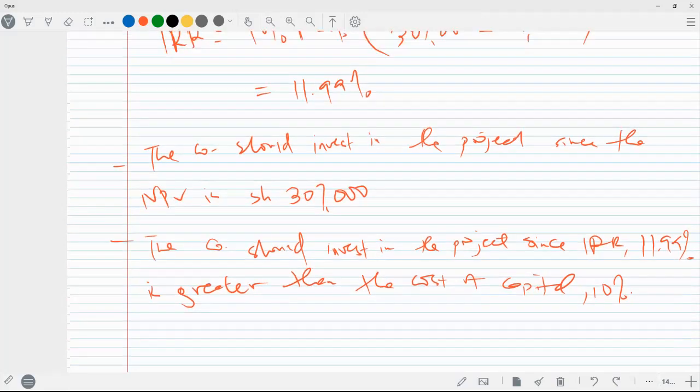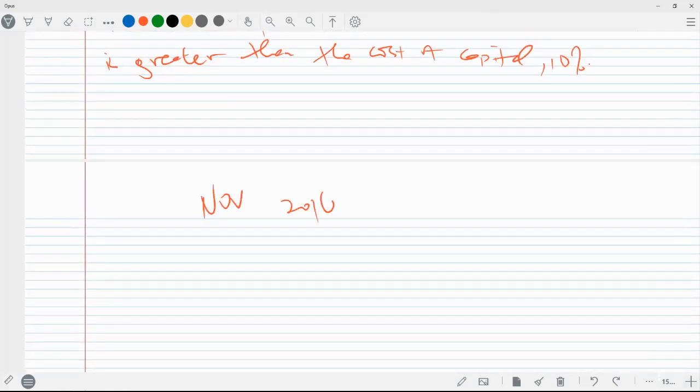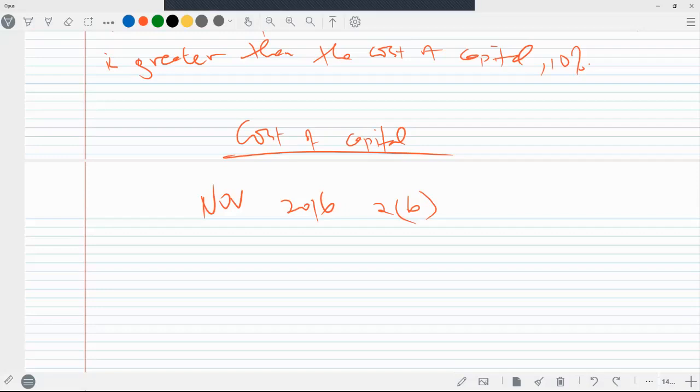There's one here which I think could be a good question. November 2016, question 2B. Have we done it? This is on cost of capital. Or rather, we can do the one on the mock. Yes, I think that would be better.